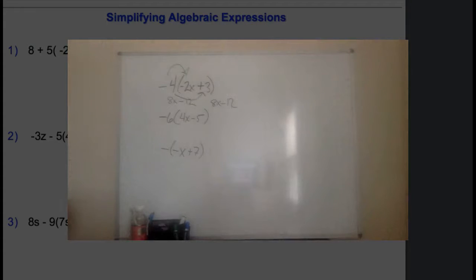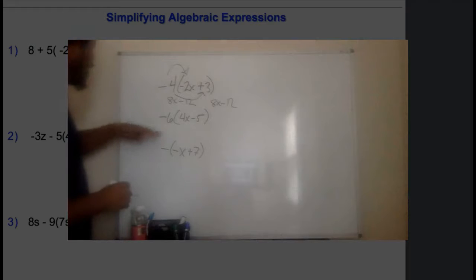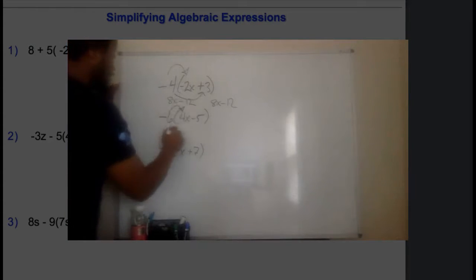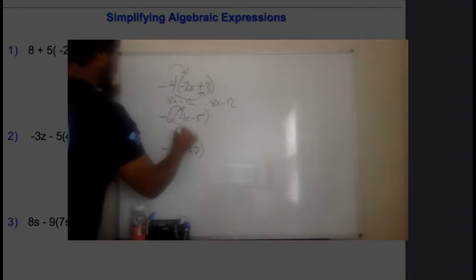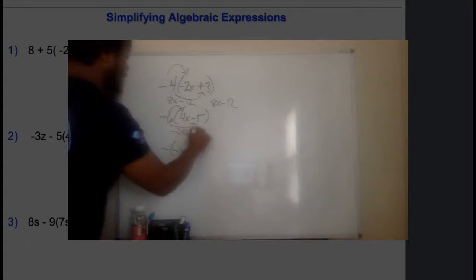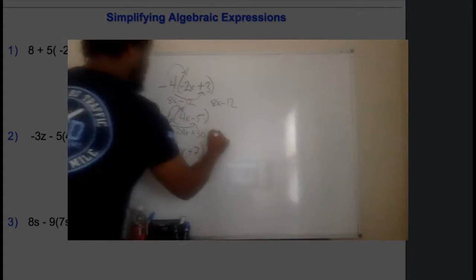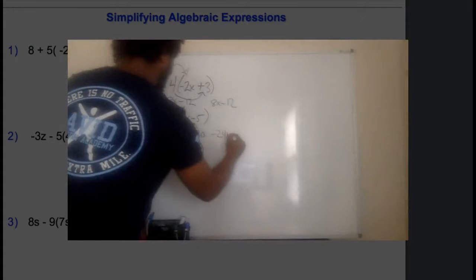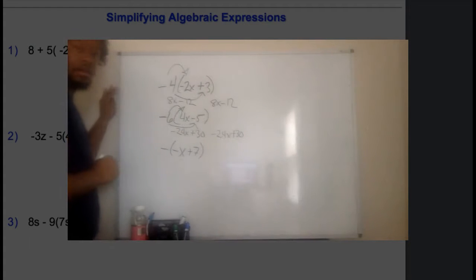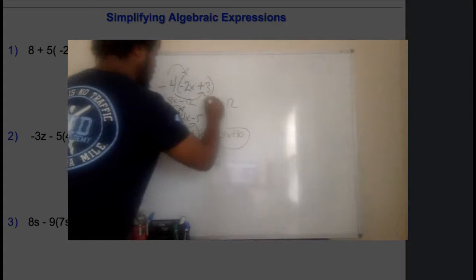Okay? So now you have a negative 6 times a positive 4x. That gives you a negative 24x. Negative 6 times a negative 5 is a positive 30. So that's a negative 24x plus 30. All right? As a solution for this one.